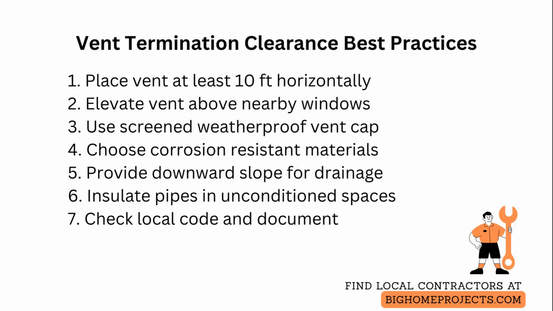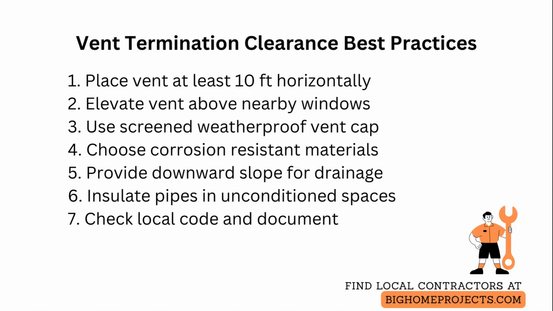Choose corrosion-resistant materials like stainless steel or high-grade plastic for coastal climates. Run the vent piping with downward-sloping runs away from the fixture where water could accumulate, and provide cleanouts or accessible junctions so the line can be cleared if needed. Maintain proper slope of 1/4 inch per foot where applicable for drainage.